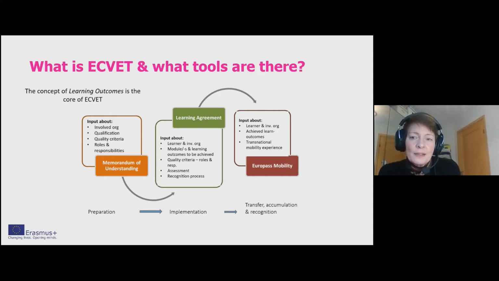And there are 3 parties signing this document, so everybody agrees. It's the individual saying, this is what I'm going to do during the mobility, and the host and the receiving organizations agreeing that this is what we are going to deliver and this is what we expect from the mobility period. So this is done before the mobility starts off.